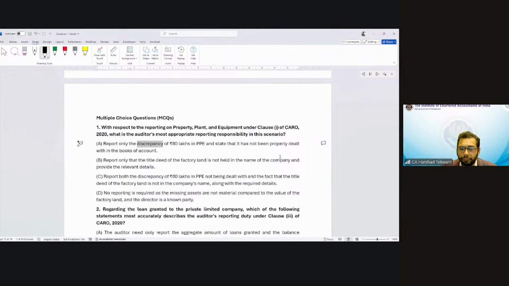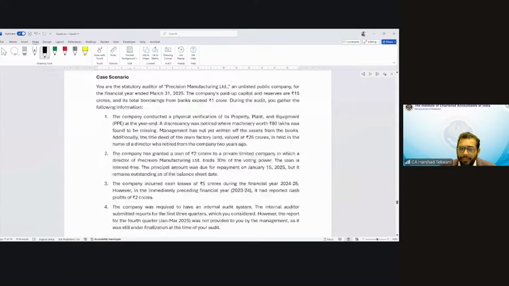A. Report only the discrepancy of 80 lakh rupees in PPE and state that it has not been properly dealt with in the books of account. B. Report only that the title deed of the factory land is not held in the name of the company and provide the relevant details. C. Report both the discrepancy of 80 lakh rupees in PPE not being dealt with and the fact that the title deed of the factory land is not in the company's name, along with the required details. D. No reporting is required as the missing assets are not material compared to the value of the factory land, and the director is a known party.